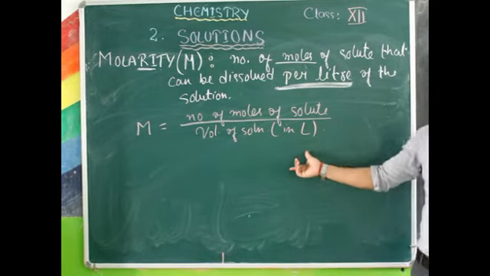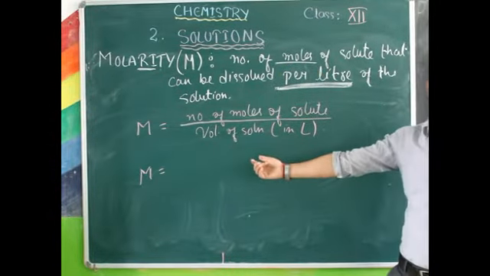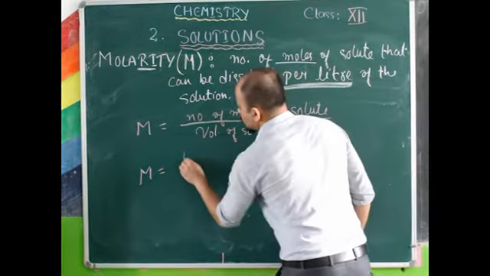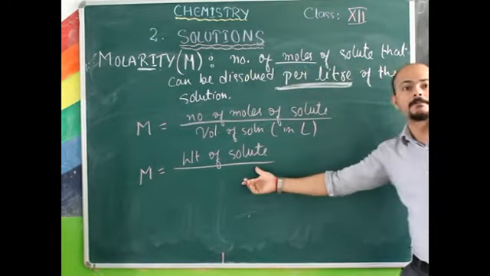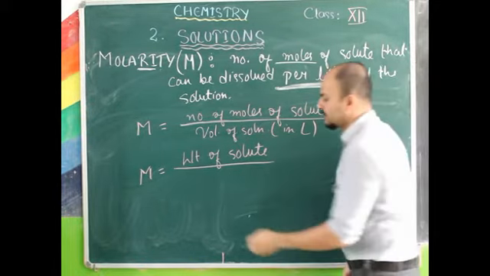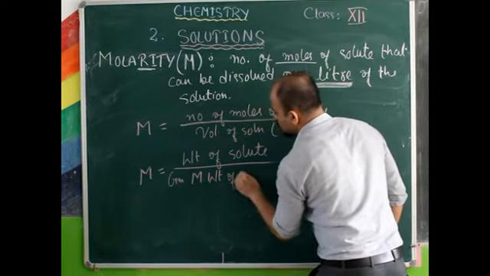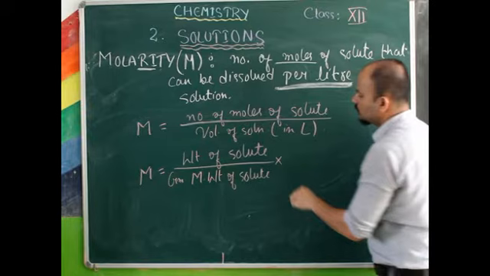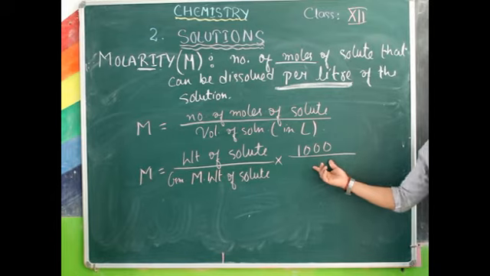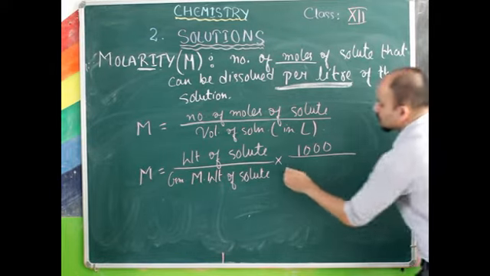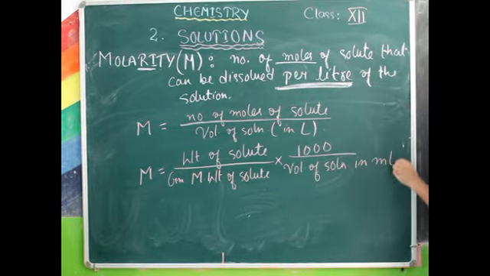Now the second expression is related with the weight. Molarity will be equal to the weight of solid that is dissolved, divided by its gram molecular weight, into 1000, divided by the volume of the solution in milliliter. So it has to be divided by the volume of solution in milliliter. So this is the second expression.